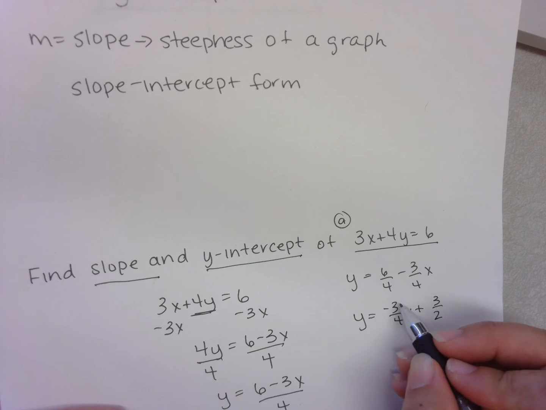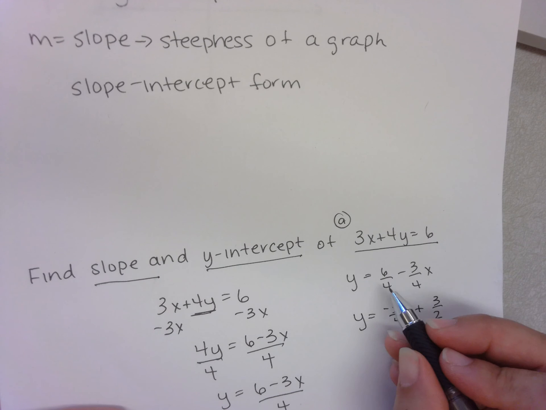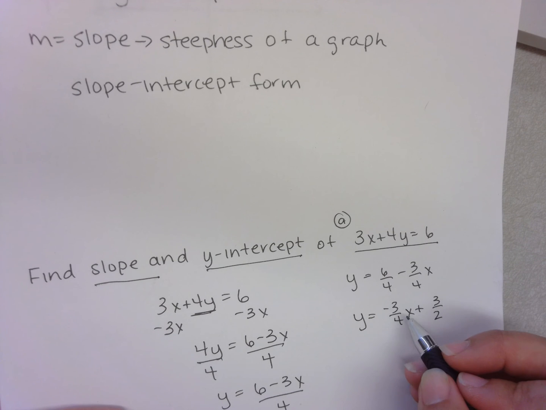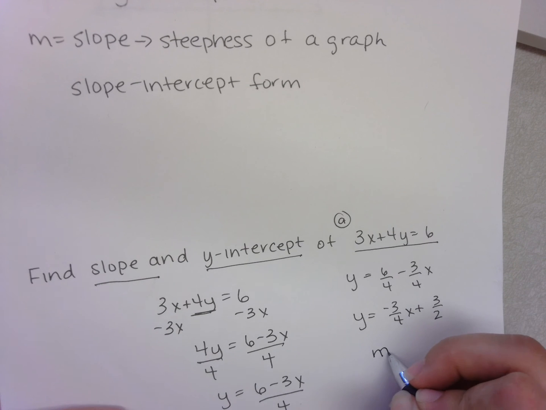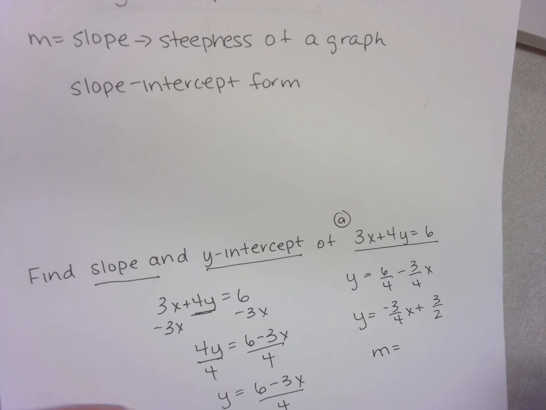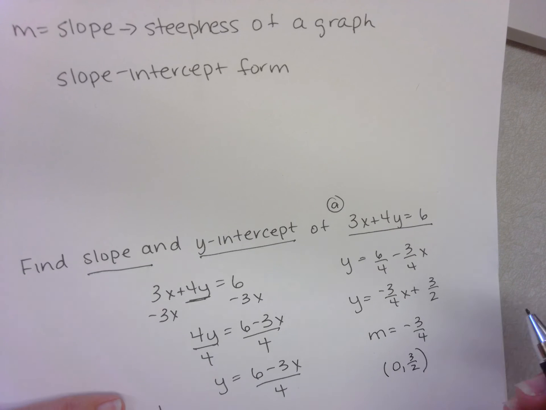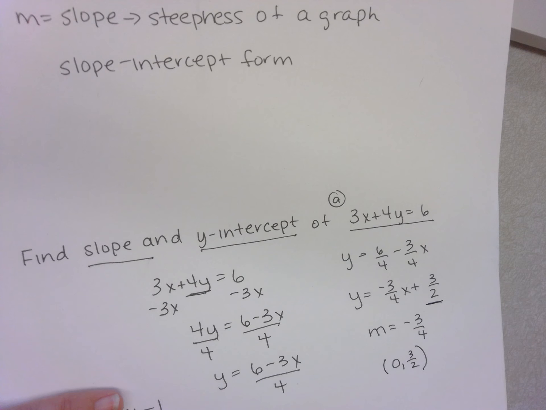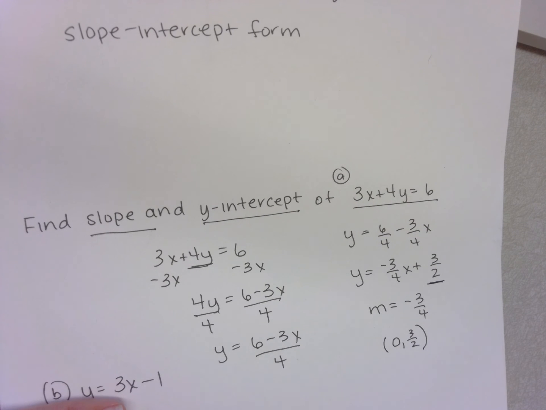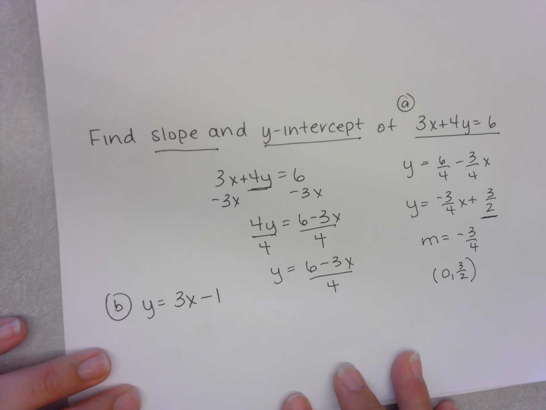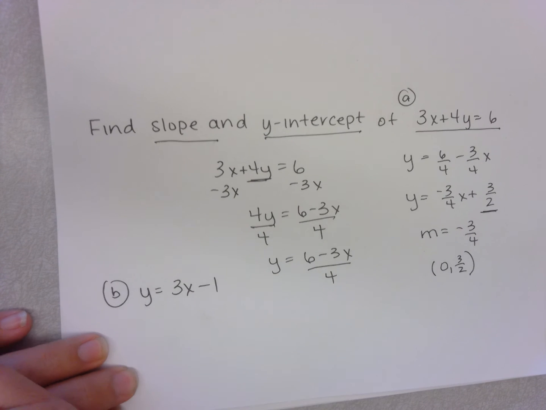So now this is telling me, right, my slope was the number in front of x. Here my slope, I'm just going to call it m, is negative 3/4, and my y-intercept is the point 0, 3/2 because of this here. Or I could have said 6/4, right? It's basically 1.5 as a decimal. All right, so again, let's do the same thing for this one.